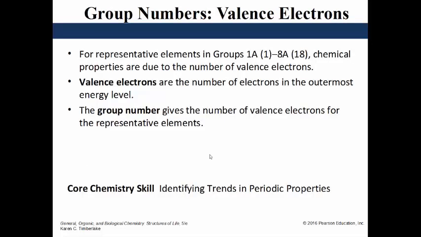All right, for representative elements in groups 1 to 18, chemical properties are due to what are called the valence electrons. Valence electrons are the electrons on the outermost energy level for that element. These are how elements combine with each other. Some electrons are going to be lost to make that element more stable. Some electrons will be gained to make that element more stable. And the group number that the element is in gives you the number of valence electrons for that element. Just knowing what the group number is can tell you right away, without having to draw the orbital diagrams, how many electrons there would be in the outermost shell and how many are able to be lost or gained.